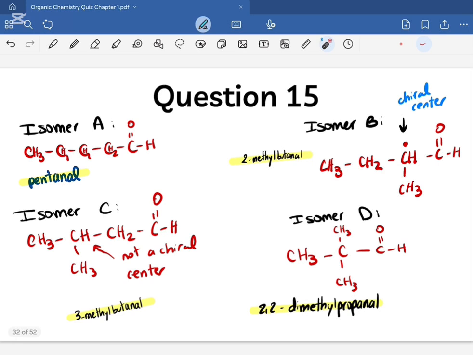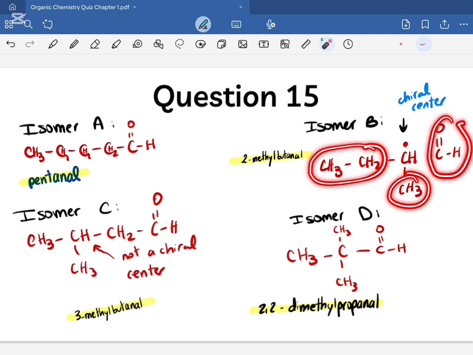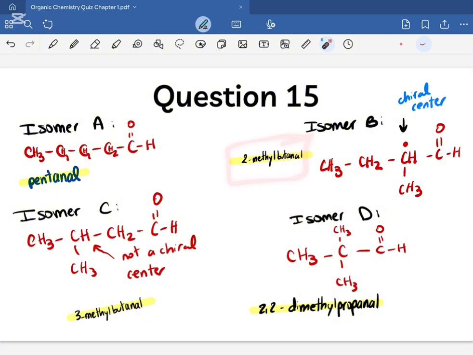For isomer B, they need a chiral center. So in order to form this chiral center, we have to keep the number of carbon atoms equal to 5, and I have to add a methyl group over here. Now this is a chiral center because we have the ethyl, the methyl, and this group over here. And we also have the hydrogen. So we have 4 different groups around this carbon, and this is called 2-methylbutanal.